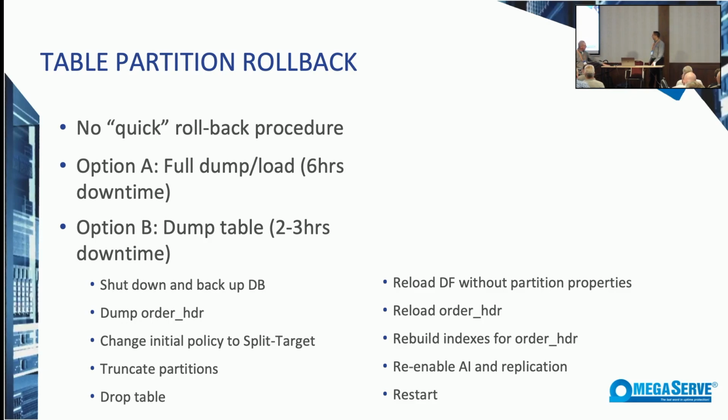That takes 6 hours, and then the other option is to dump just the table, which is still a significant amount of time, but much less than a full dump and load. These were the steps we were ready with: shutting down the database, dumping order header, changing the policy, truncating it, dropping the table, and then reloading everything back in. Luckily it was a quick fix. It was one include file and took care of the problem. But these are the kind of things you have to be ready for when you do this in production.